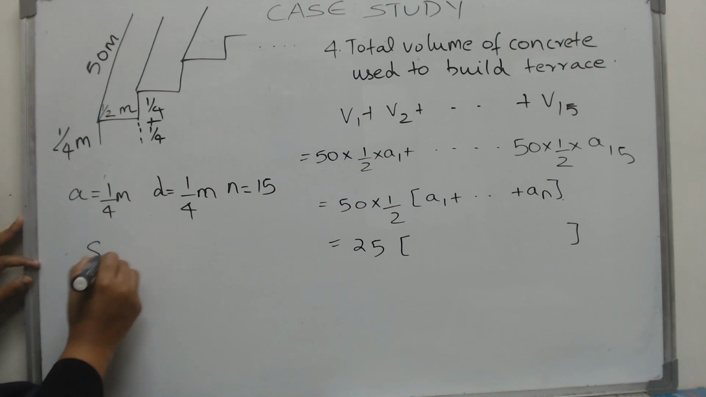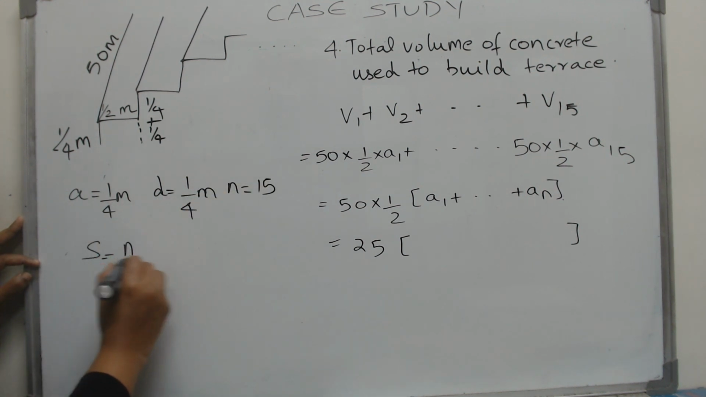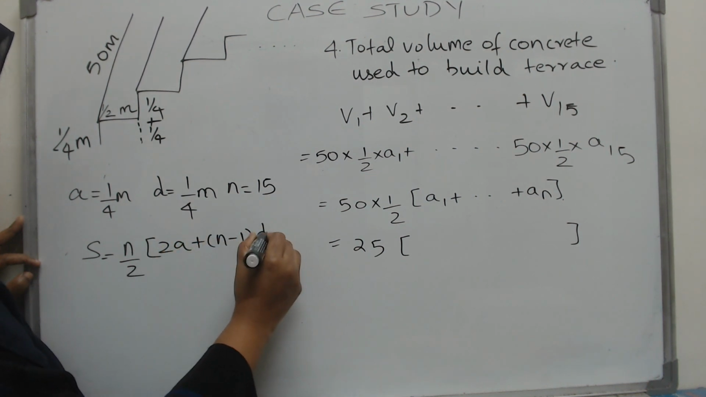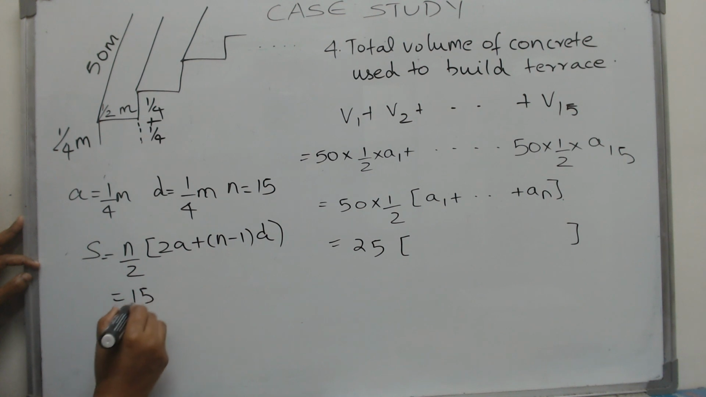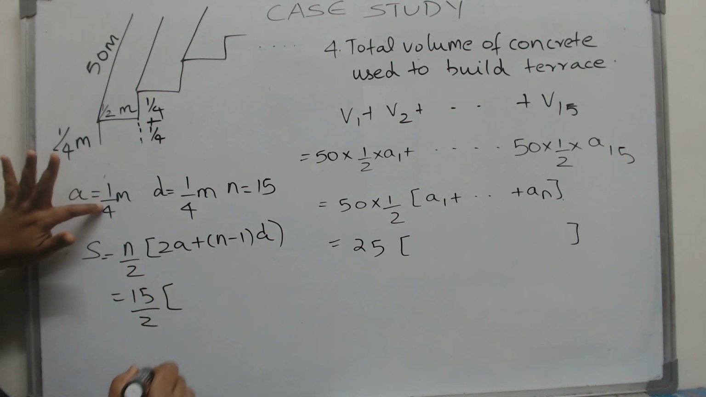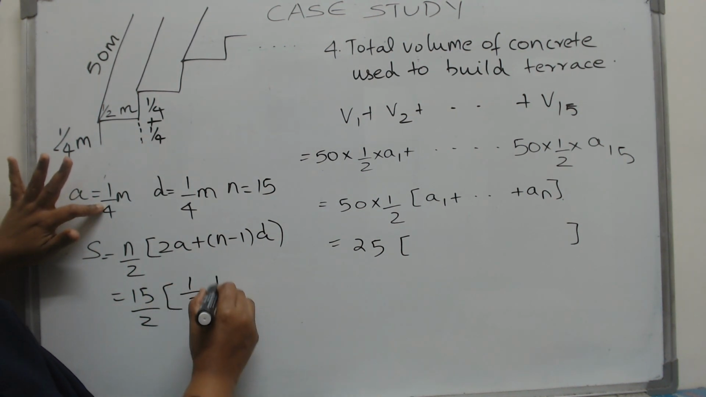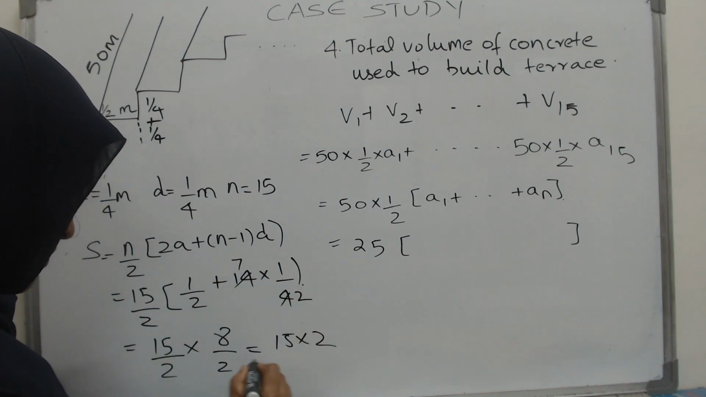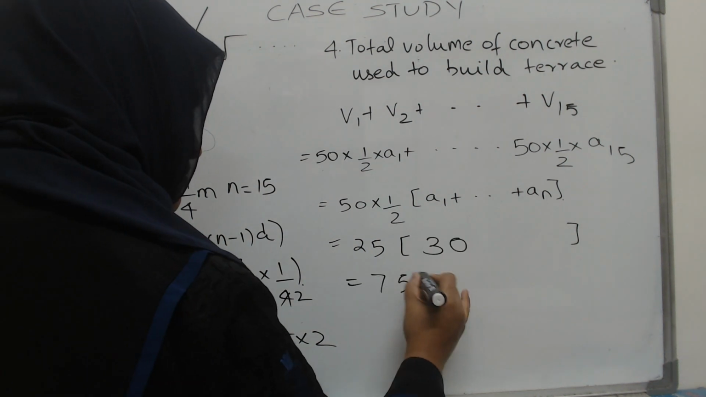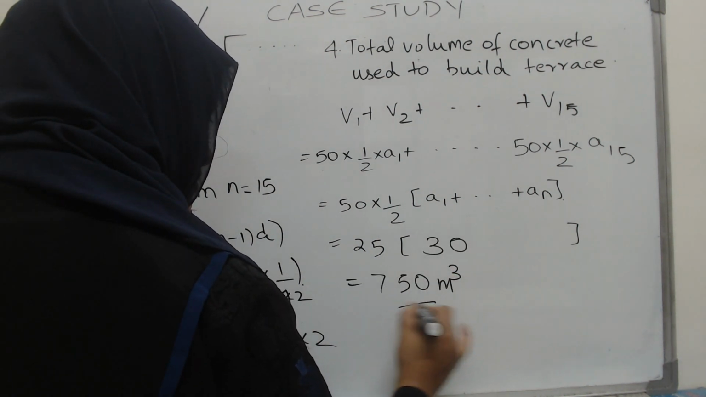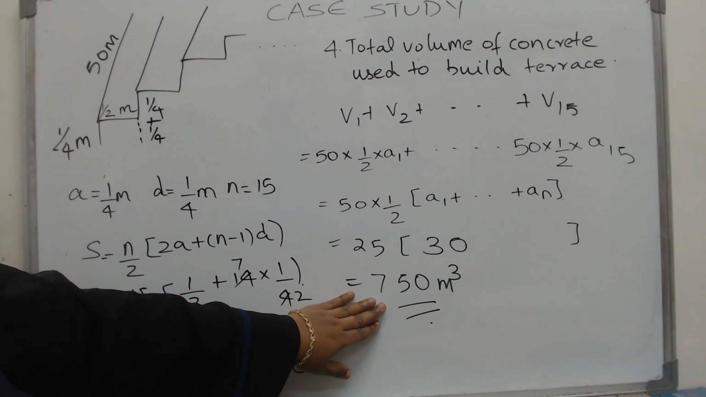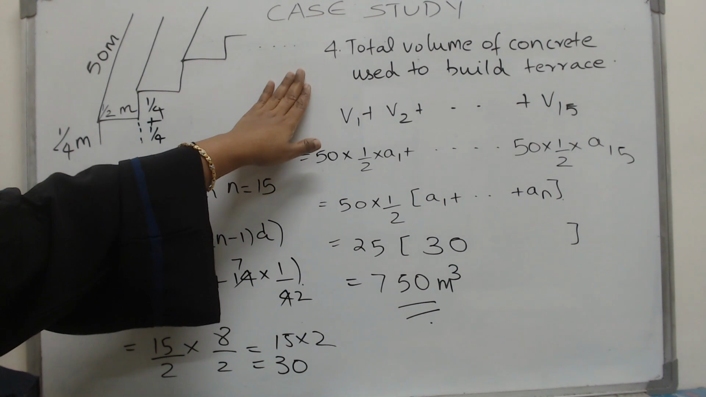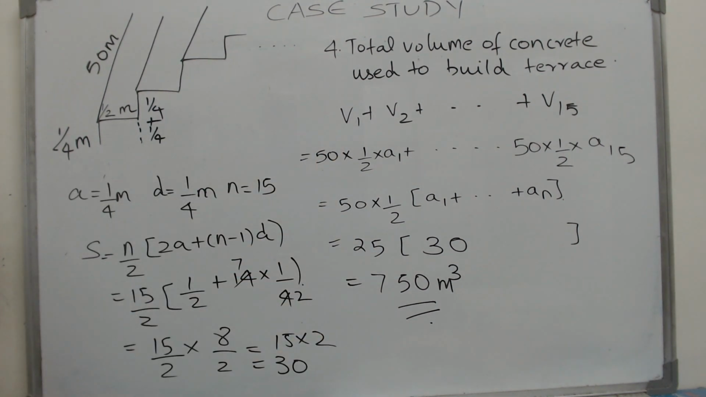So what is the sum of all these terms? It is n by 2 into (2 times a plus (n minus 1) d), which means what? 15 by 2, and 2 times a is what? It will be 1 by 2 plus 14 into 1 by 4. This is the answer we are looking for. The concrete needed to build all of these steps is what? It is 750 meter cube.